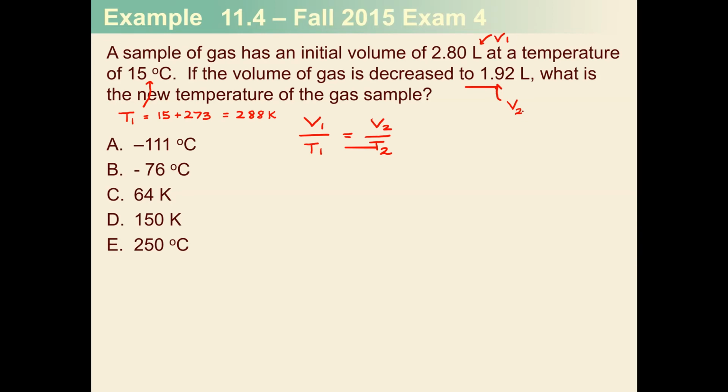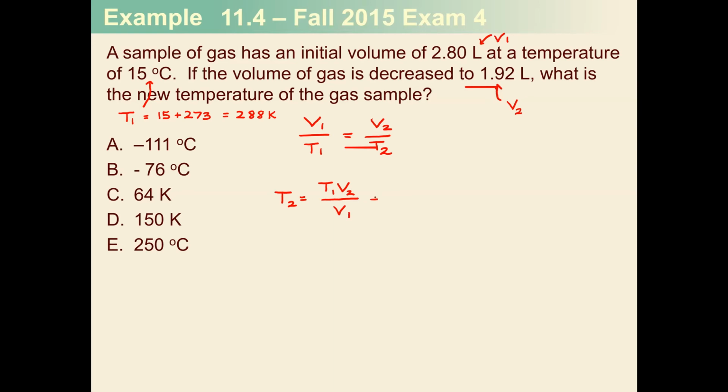But before we do any math, we want to look at the theory behind this. If our volume decreases, and we know that our volume is directly proportional to the temperature, this means that our temperature should decrease. So as we're doing this problem, we should expect to get a smaller temperature. So let us isolate our T2. We have T2 equal to T1 times V2 over V1.